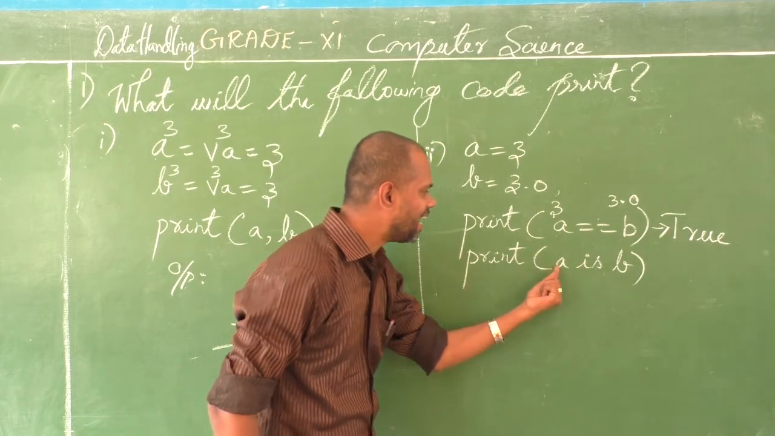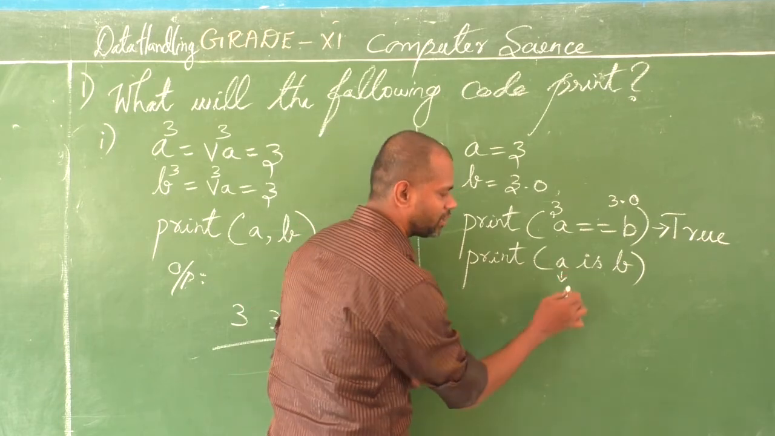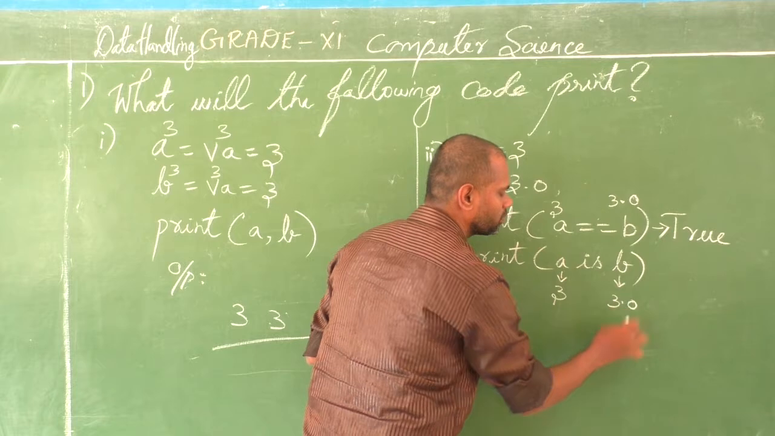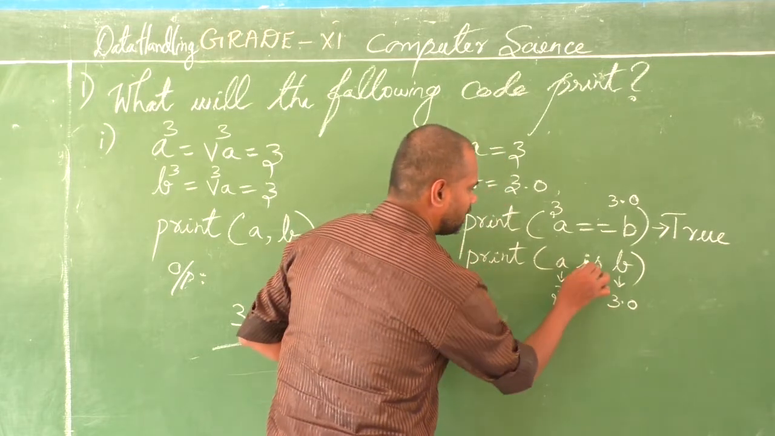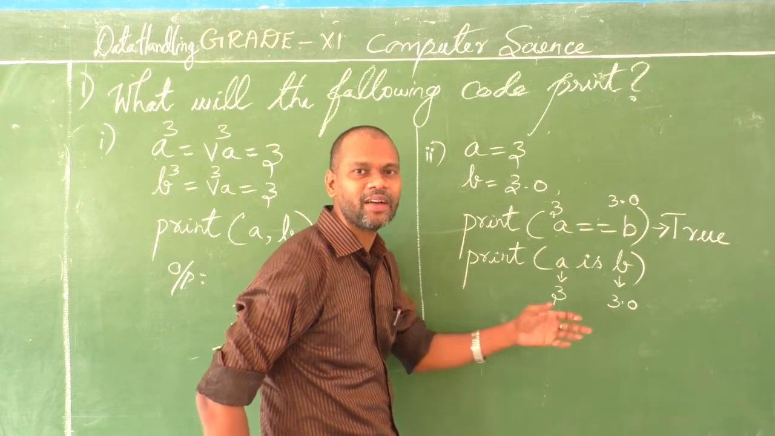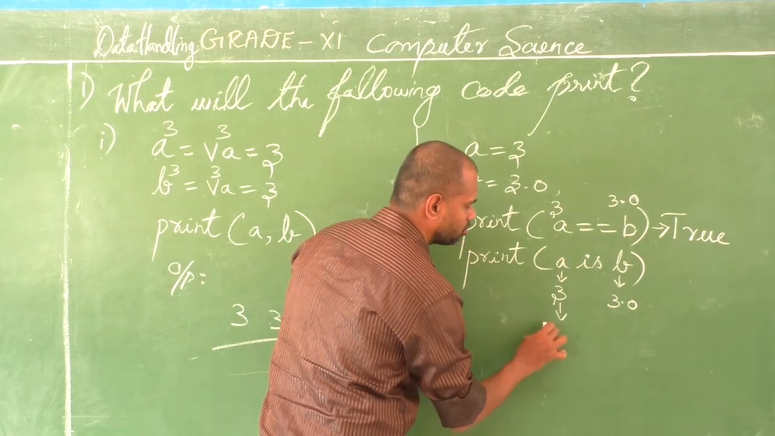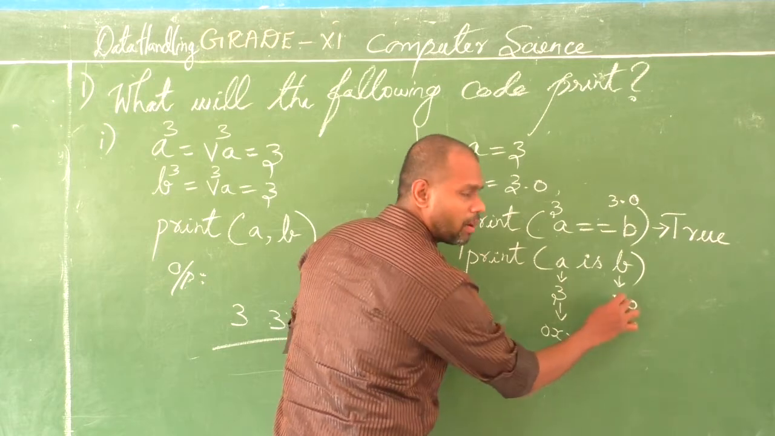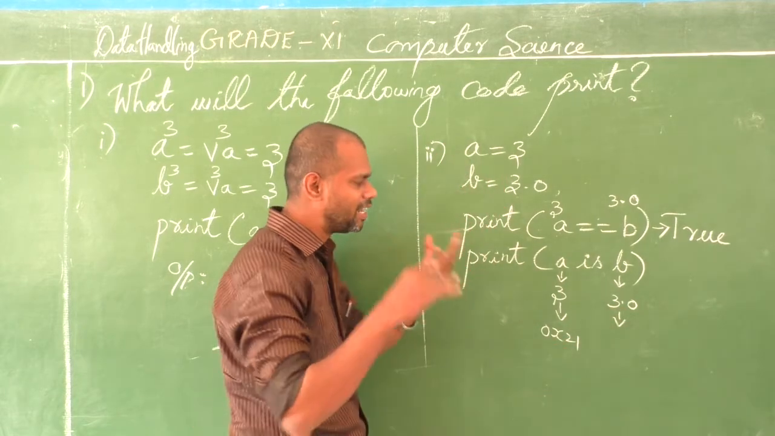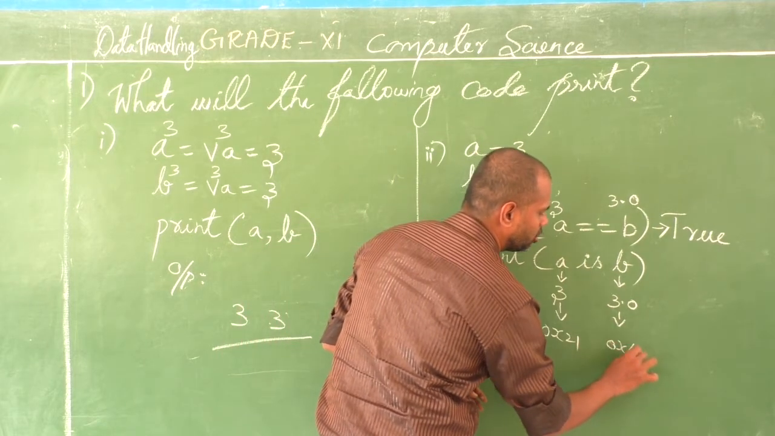Now print A is B. What is the value of A? A is of course 3. What is the value of B? B is 3.0. The is operator checks the memory location. The memory location of 3 is 0x21. The memory location of 3.0 will be some other location. Any location you can write, you can write your favorite number, 42.